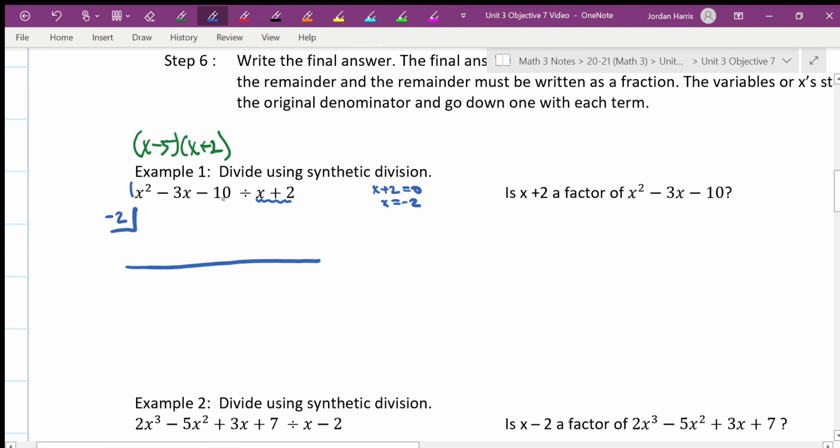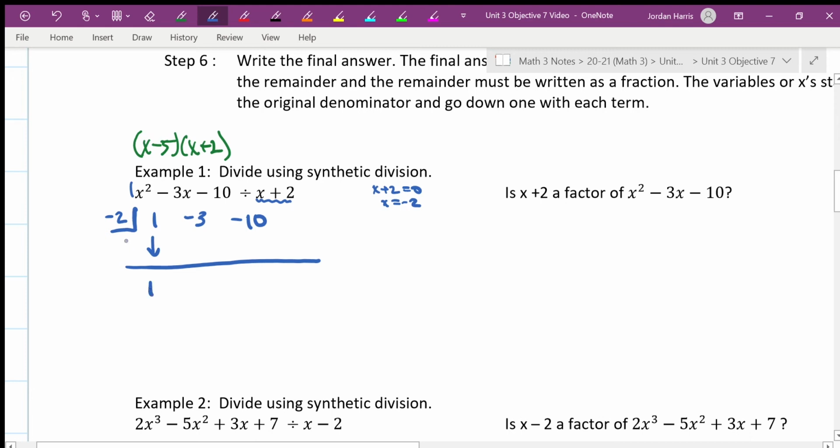It has to be all x involved, so x squared, x to the first, and then the constant, so we're good. It has to be in order, it is. And then we put the coefficients in front, so positive 1, negative 3, negative 10. Okay, then it says we bring the first one down, so 1 comes down.